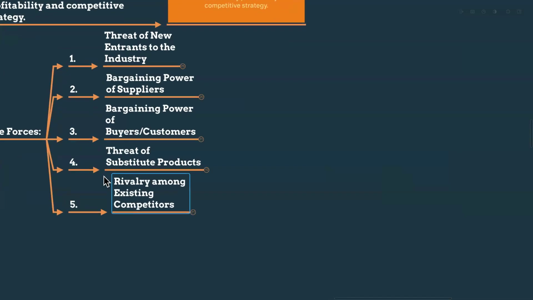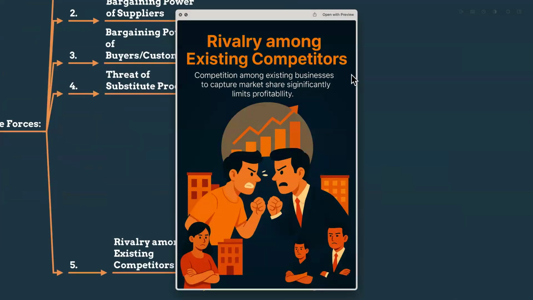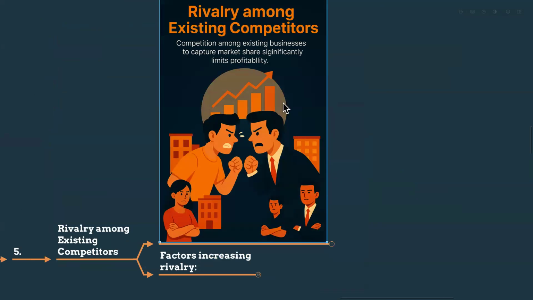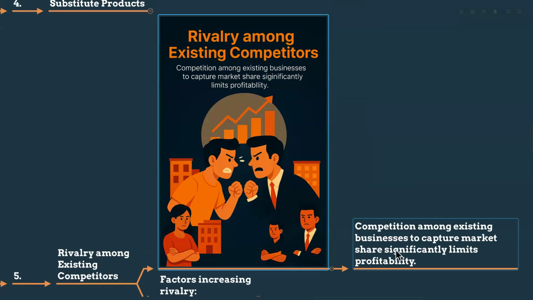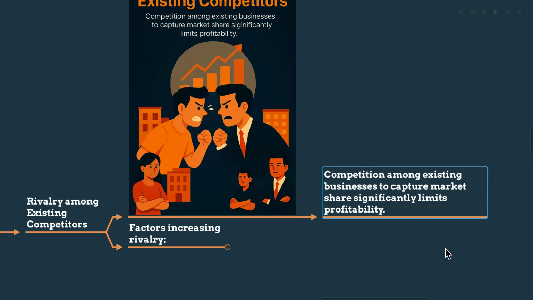Okay, let's move to the rivalry among existing competitors. It means the competitive intensity between the existing competitors, right? Competition among existing businesses to capture market share significantly limits the profitability because there are so many players providing the products or services for the same group of customers. It means the same market. Then they will compete with each other on quality and price. So they will reduce the price, reduce the price. Then there's no margin.